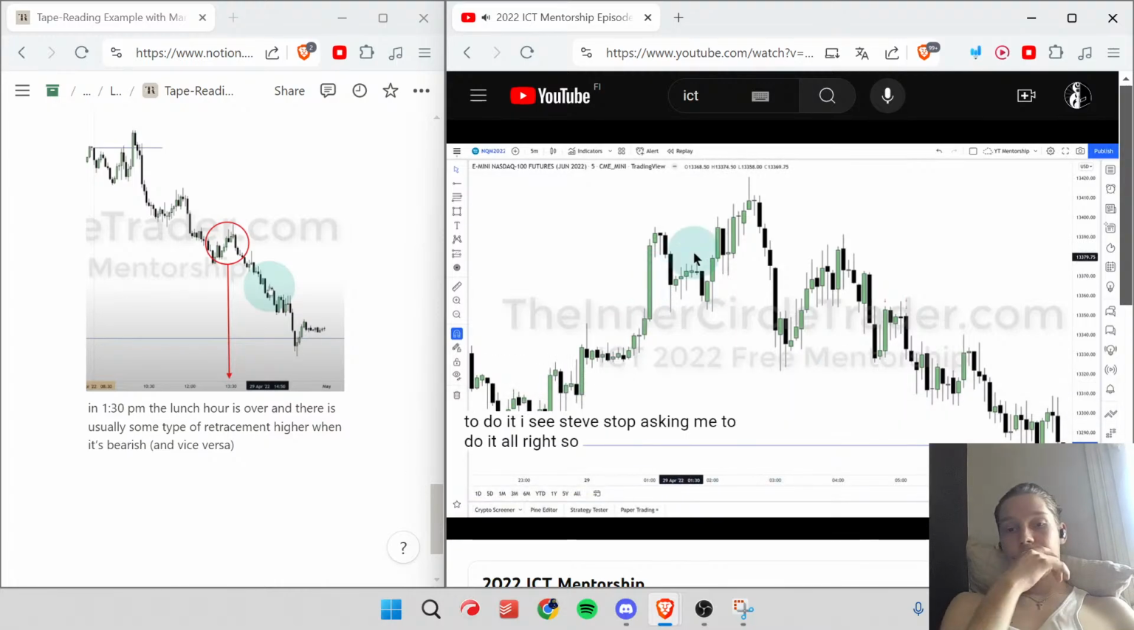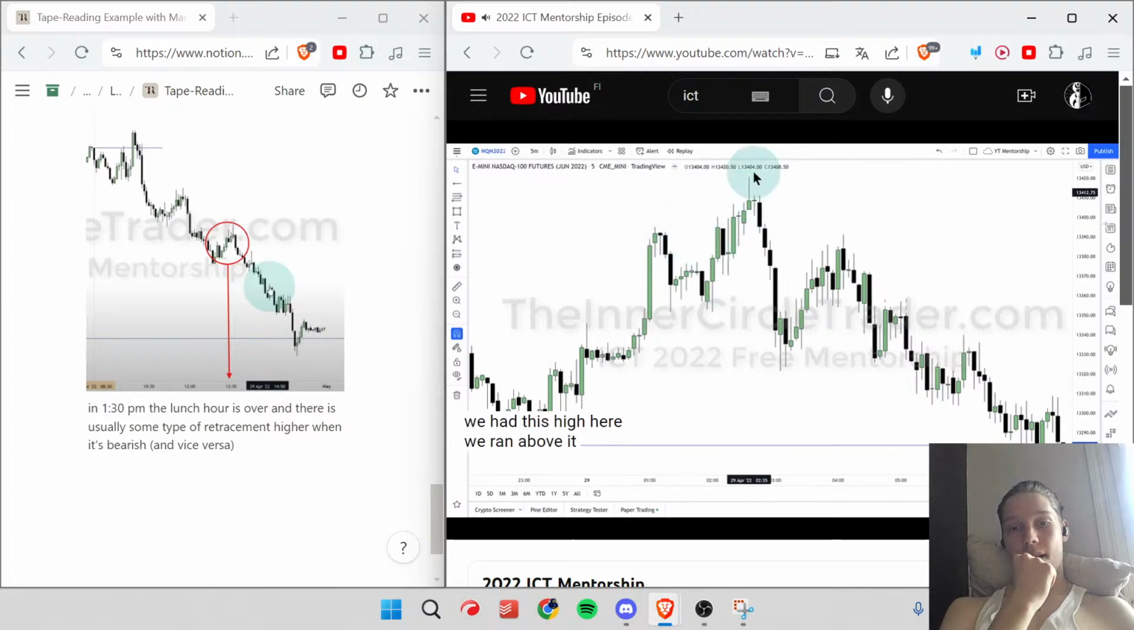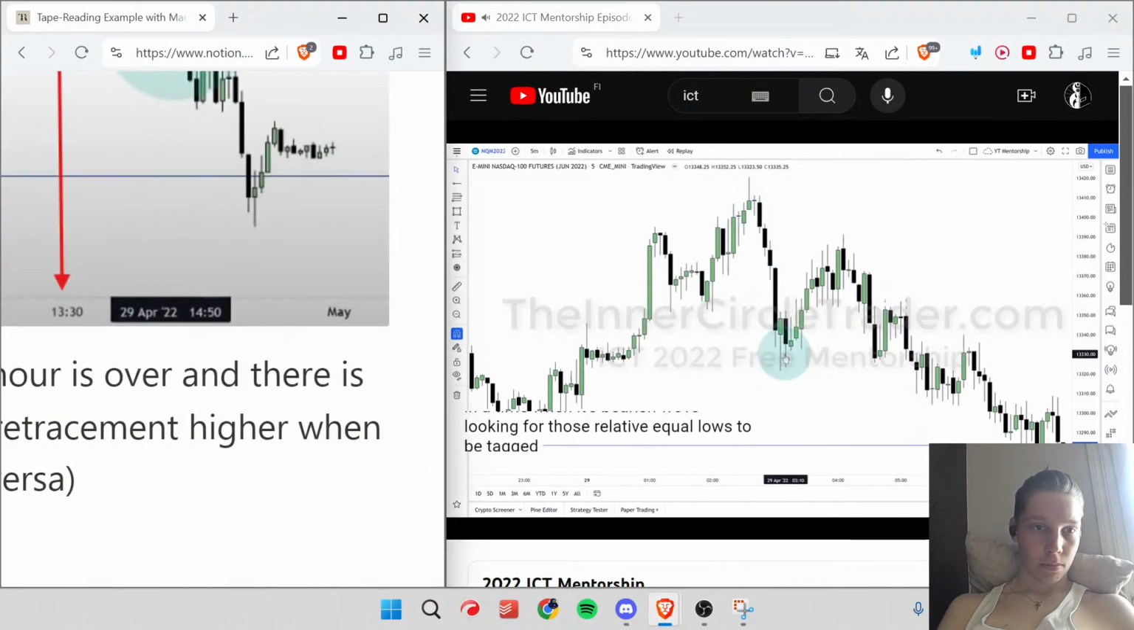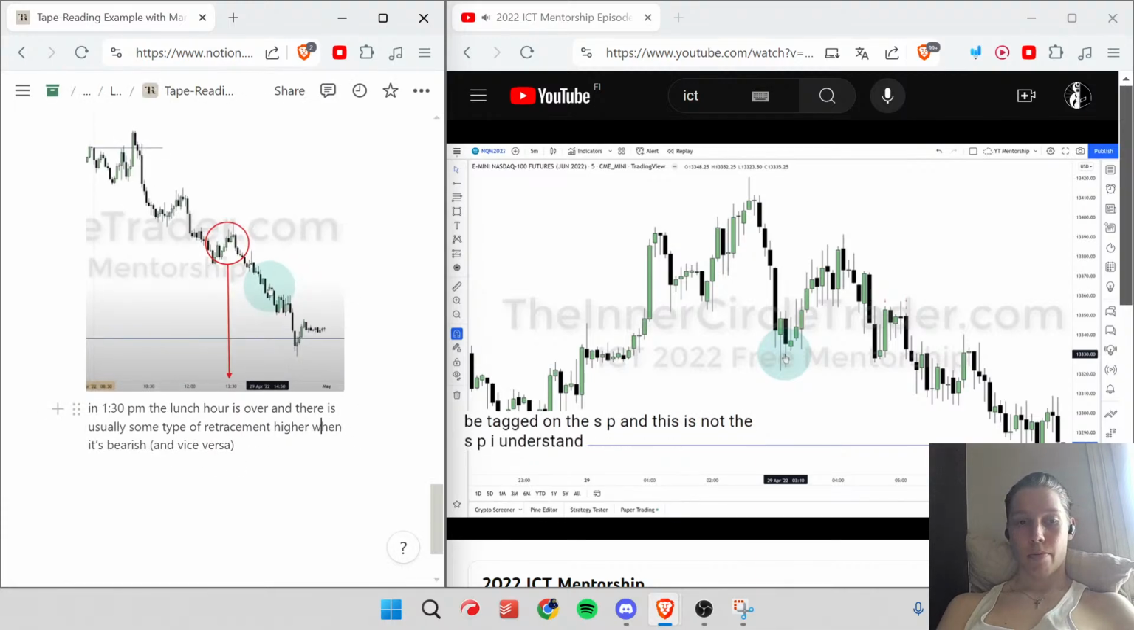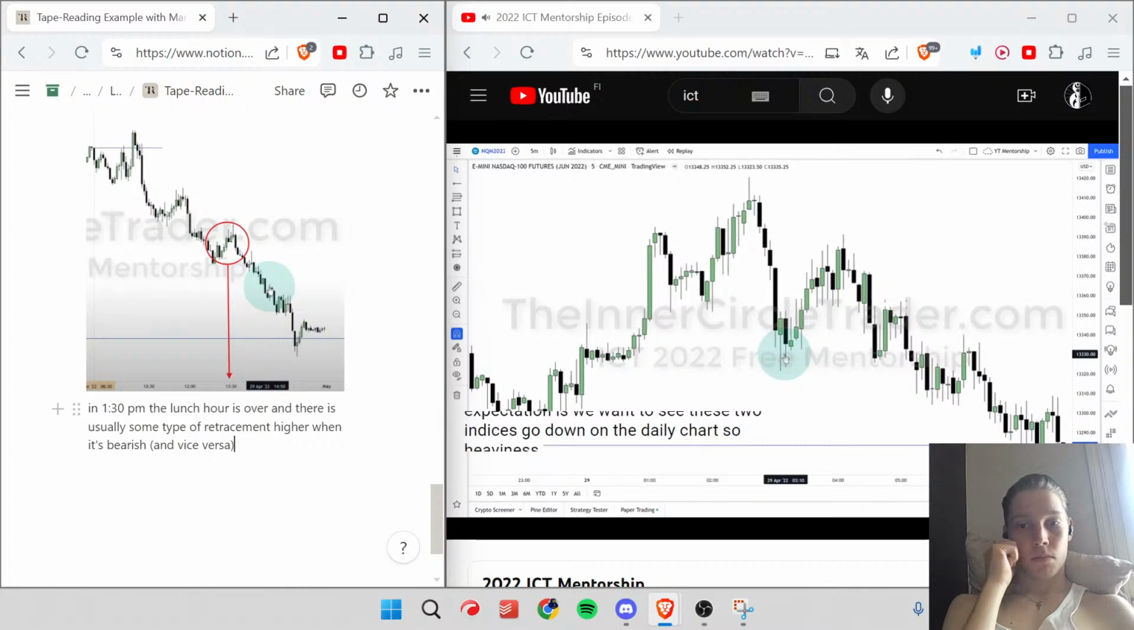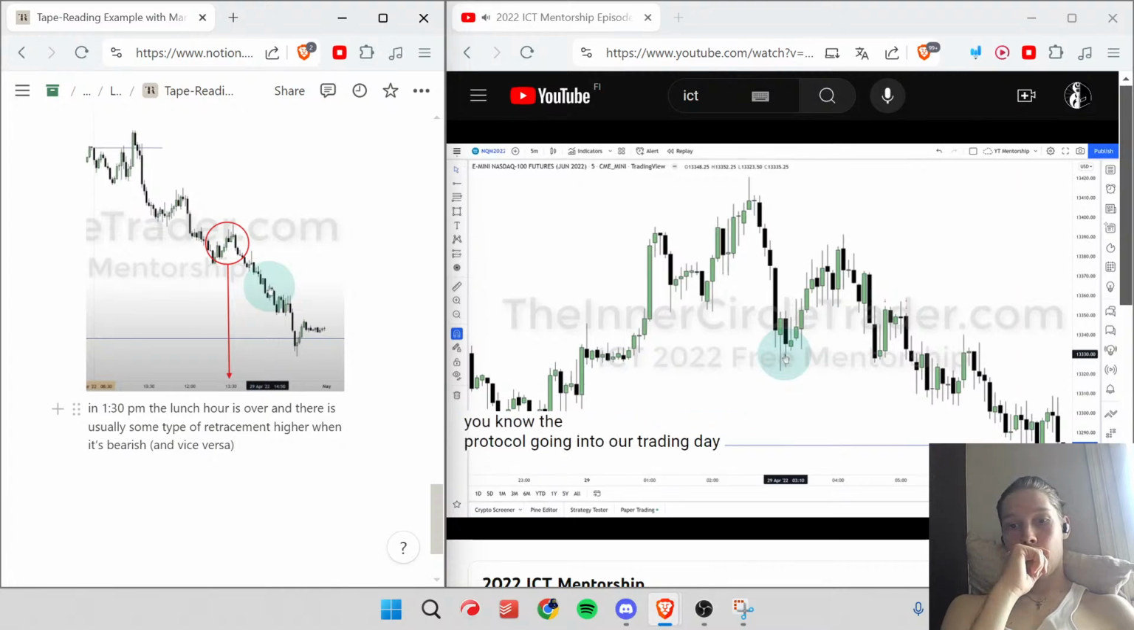All right, so we had this high here, unswept. We ran above it, and then we had the market shift. So buy stops taken, breakout traders taken in on the market long, and then relative equal lows broken. So we have a shift in market structure on a 5-minute chart. In a time when it's bearish, we're looking for those relative equal lows to be tagged on the S&P, and this is not the S&P, I understand that, but the expectation is we want to see these two indices go down on the daily chart. So heaviness should be the protocol going into our trading day.